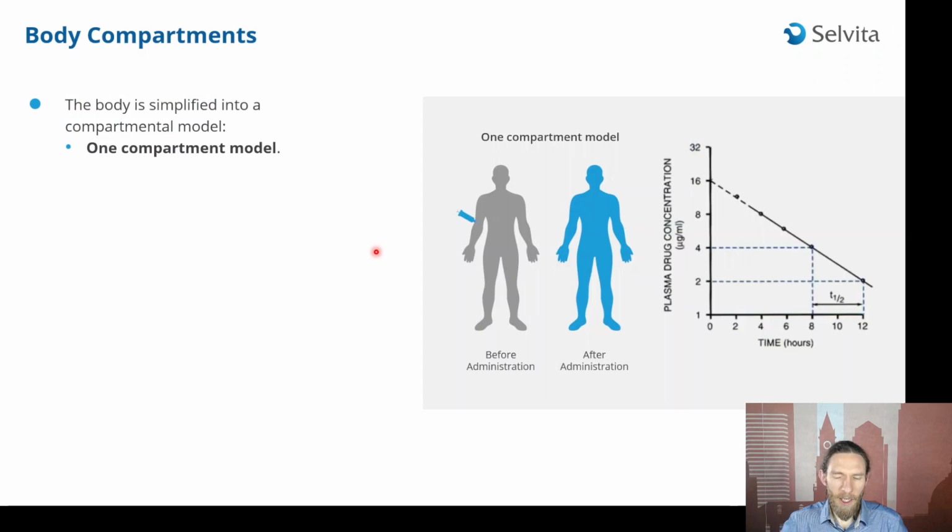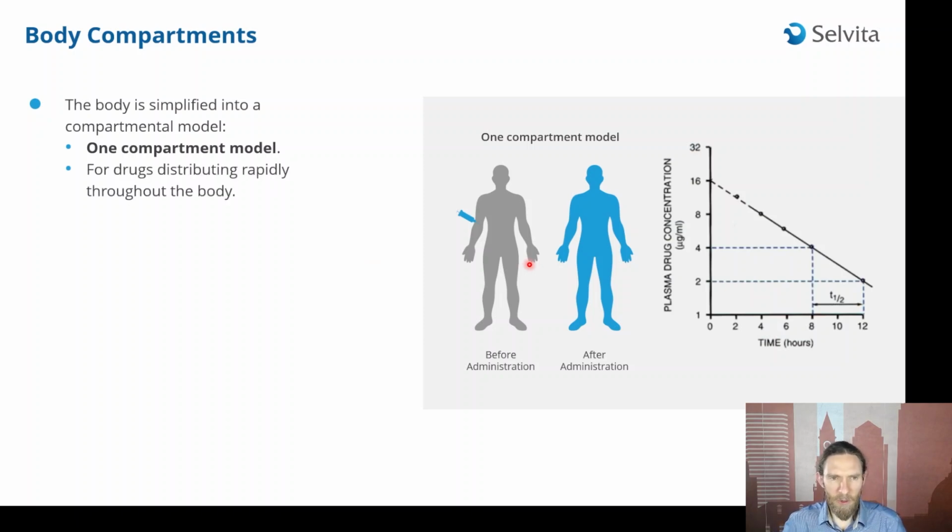When we talk about the body and the concentration of the drug, it's impossible to treat the body literally as it is because it is just too complex. So, in order to simplify things, we approximate the body into compartments. The simplest approximation of the body is the one compartment model, where we treat the whole body as a single reservoir for the drug.